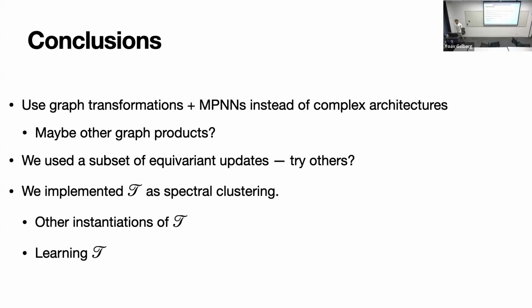Another interesting point is that we use a subset of the equivariant updates, but maybe others that we did not use can be beneficial. And finally, we implemented T as spectral clustering. So it's pretty simple. Maybe other instantiations of T, or even learning T, can be better.